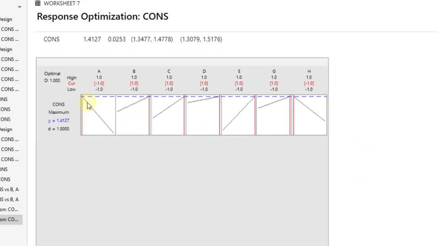Now this is the graph of the response optimizer. So you can see it here. In order to maximize our response variable, we have to select, this is the low level and this is the high level of the parameter. So we are going to select low level of parameter A, high level of B, high level of C, D, E, G, and low level of H, in order to maximize our response variable CONS with a desirability value of 1.00.